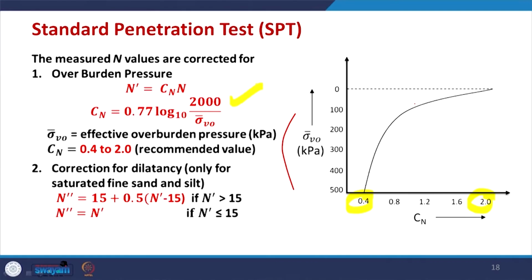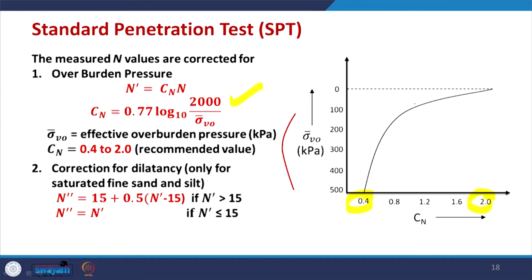The second correction, which is for dilatancy, needs to be applied only when the soil conditions are saturated and fines or silty sands are present. So, if you have fines inside the sand and it is saturated, then only the dilatancy correction needs to be applied. And as you may be aware, this is needed only when the value of N is more than 15.